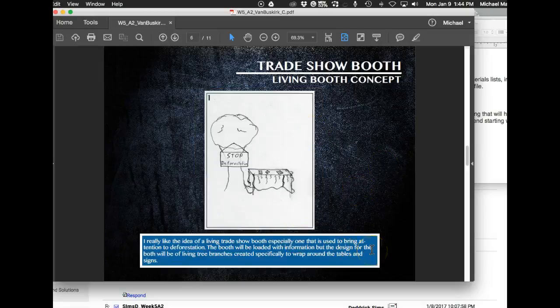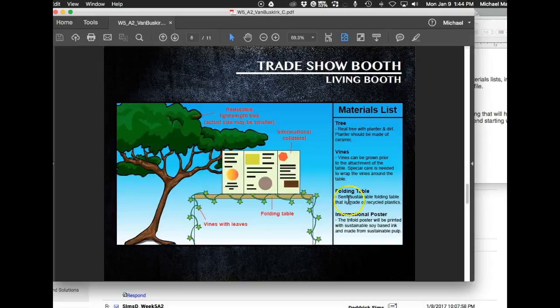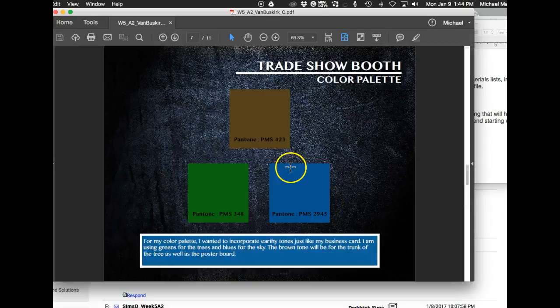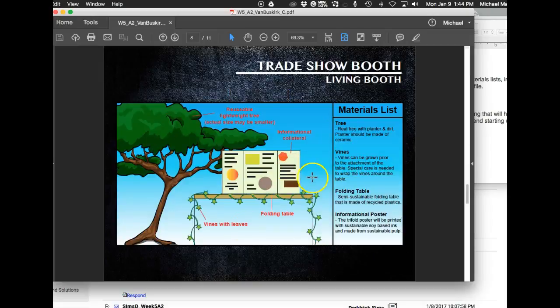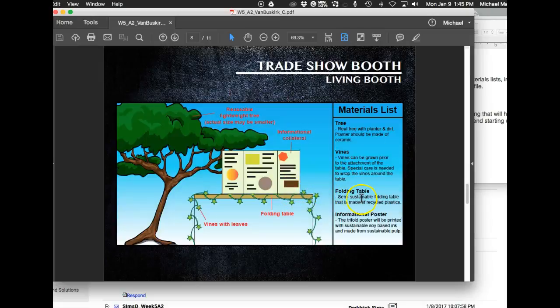I think that maybe you want to describe this a little bit further in terms of sustainability. How does this meet the sustainable requirements of the project? Again, you have these colors here, but I don't see these colors being used. You see what I'm saying? I'm not seeing your colors being applied to the actual work itself.